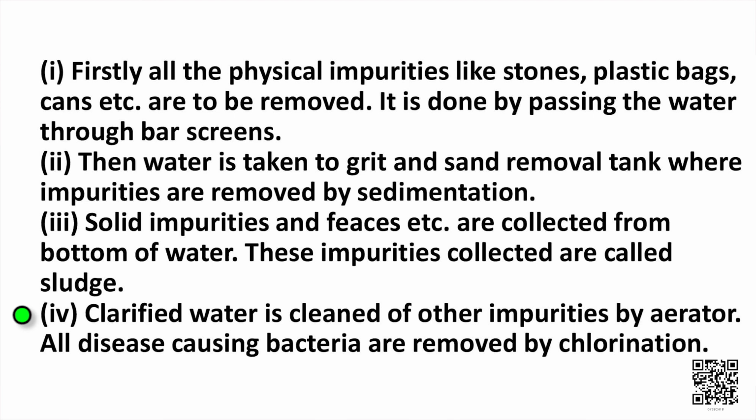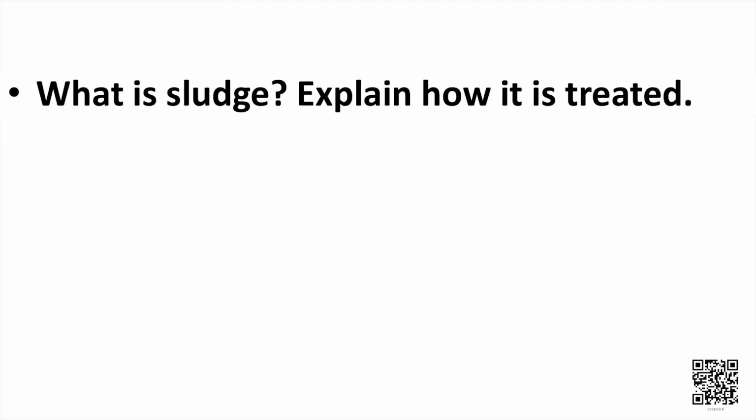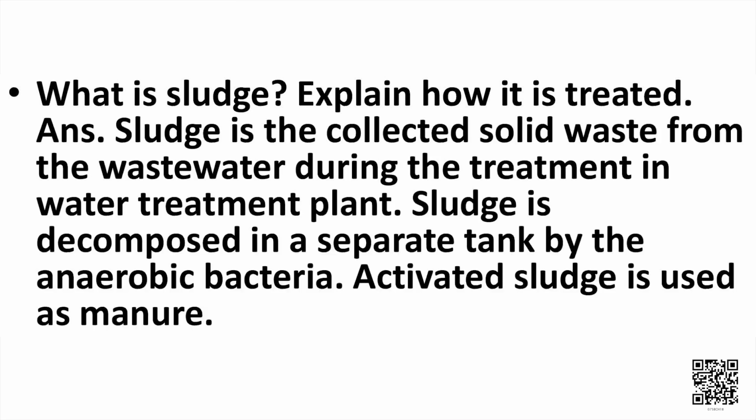and all disease causing bacteria are removed by chlorination. Let us move on to the second question, that is, what is sludge and explain how it is treated. So students, sludge is the collected solid waste from the wastewater during the treatment in a wastewater treatment plant. Sludge is decomposed in a separate tank by anaerobic bacteria. Activated sludge is also being used as manure.